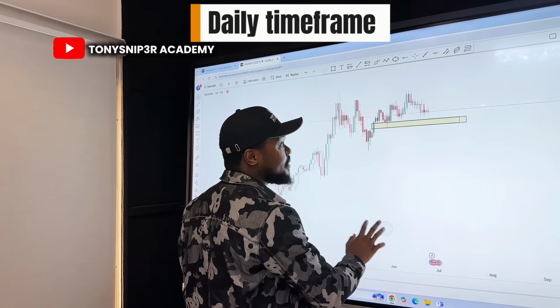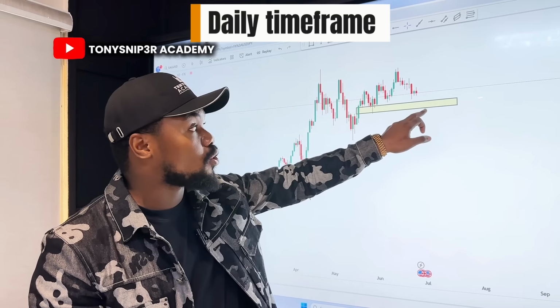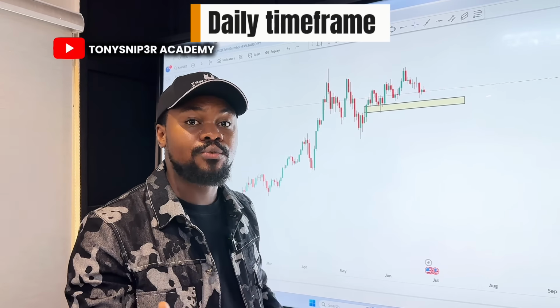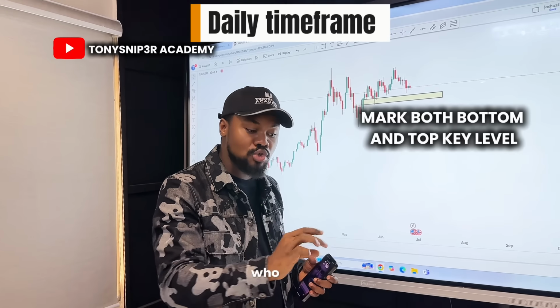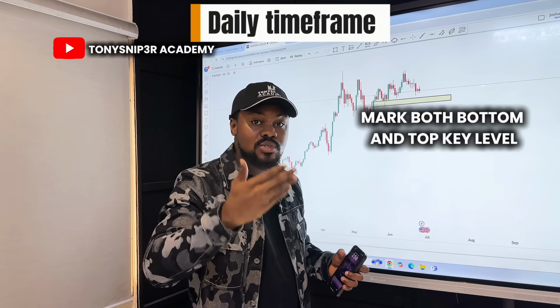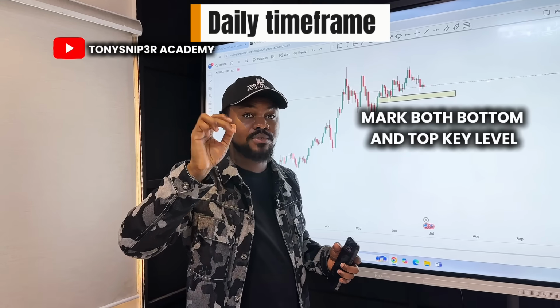Now, this is our daily time frame, right? This is the level we marked on our weekly time frame. Can you see it aligned properly with our daily time frame? But unlike the weekly time frame where you're looking for a turning point in the market, on the daily time frame, you will mark both your bottom key level and your top key level, so that if the market chooses to retrace, this is where you're looking to close. This is where you're looking to take profits, okay?